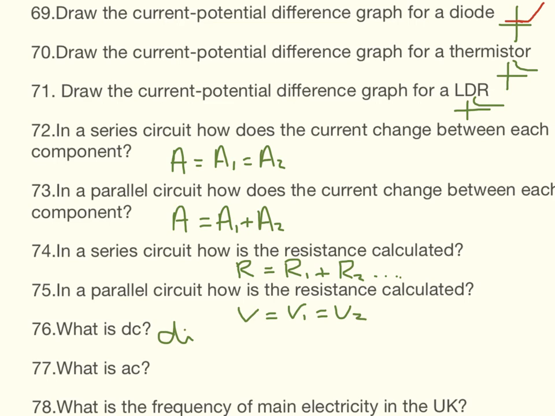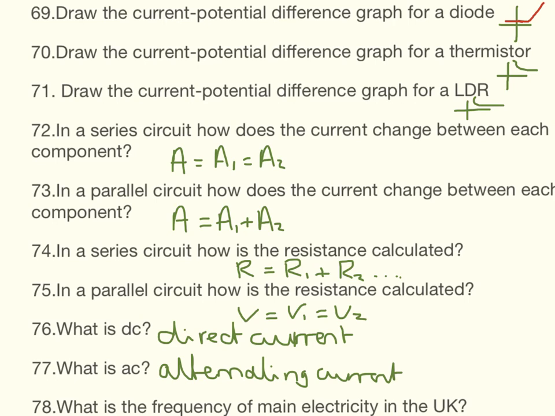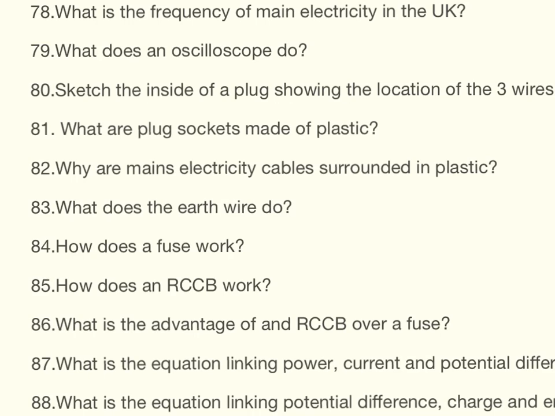So DC is direct current, that is just going in one direction. AC is alternating current. Which means on an oscilloscope for a DC you're going to see a straight line, whereas for an AC you're going to see it going up and down. The frequency of electricity in the UK is 50 Hertz, and an oscilloscope measures traces of things, so this can be current or this can be sound.